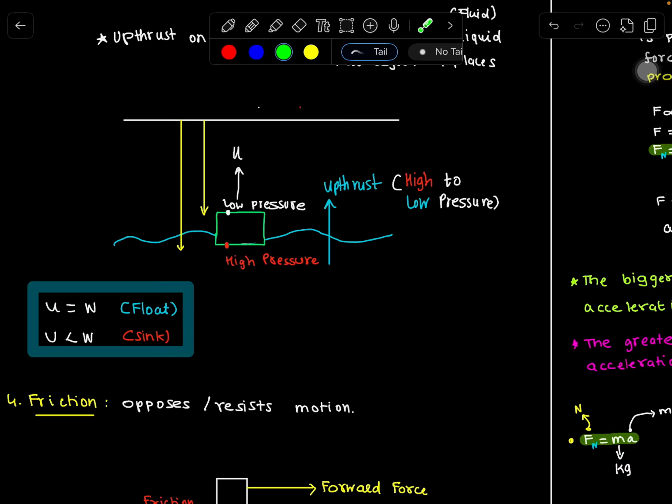If the upthrust is equal to weight, it's going to float. If upthrust is less than weight, it's going to sink. Okay, and it intuitively makes sense as well. If the weight, which is the downward force, is more, the object's definitely going to sink, right?